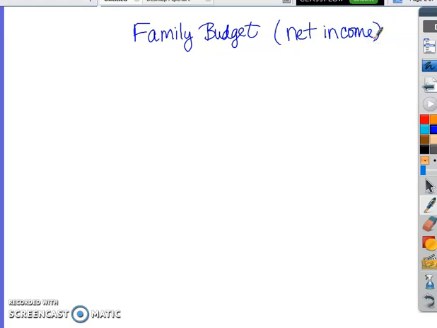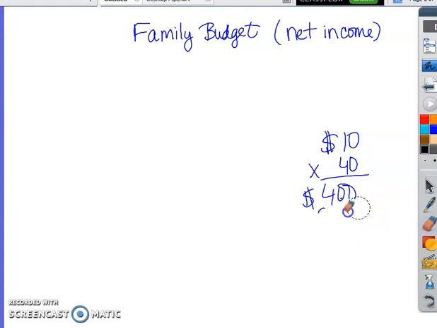Okay? So remember, we talked about this the other day. If I make $10 an hour and I work 40 hours a week, then that means I make $400 in the week. We call that gross. Okay, we do not get to keep all of this money. We have to pay taxes on that. And once our taxes come out, then we have the net.